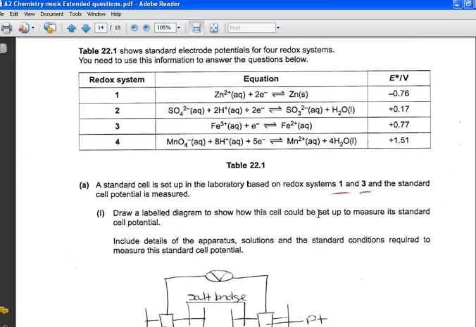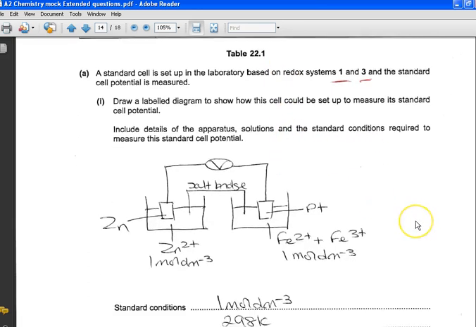Right, nearly there. Question 22. This is an electrode potential question. The first question is asking you to look at system 1 and 3, so the zinc and the iron. Draw a labelled diagram to show how the cell could be set up. Don't forget, you must show your salt bridge in the solution, you must show your electrodes in the solution, and you must include a voltmeter because that's how we measure the cell potential.